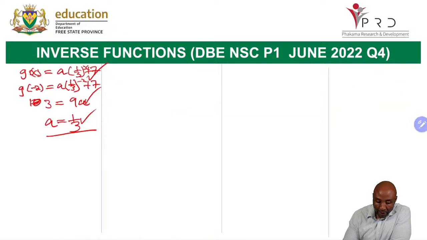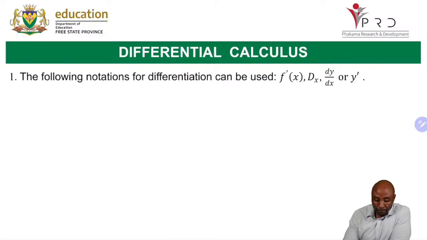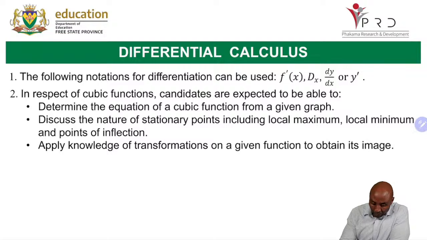Moving forward, we are looking at differential calculus now. According to our examination guidelines, the notation that we are supposed to use, if our function is f of x, g of x, k of x, the derivative becomes f dash, g dash, k dash of x. Or we use d by dx, it means we are doing the derivative with respect to x, or we use dy by dx, or we use y prime. Now, this is from our examination guidelines.